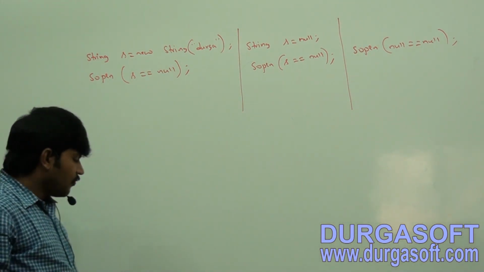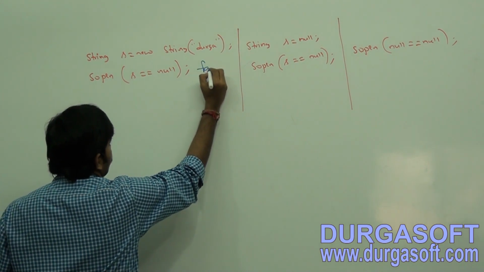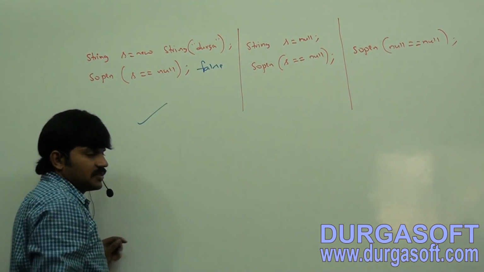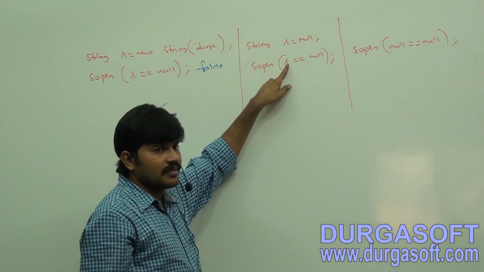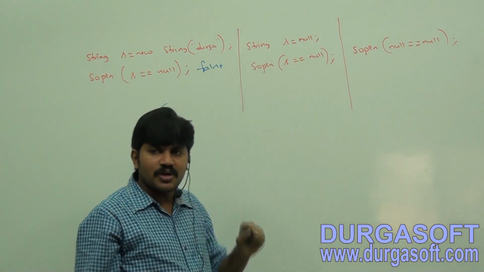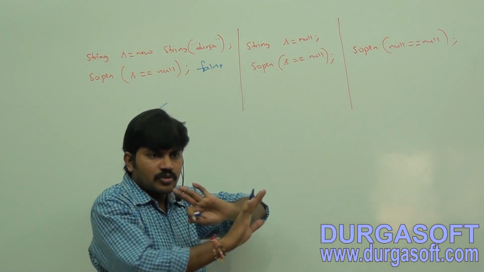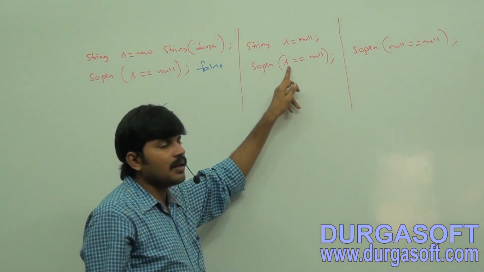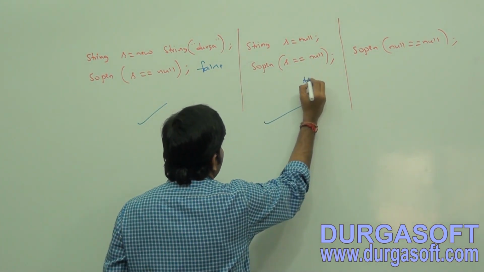Can you tell what is the answer in the first case? False, because s is an object reference. Can you tell the answer in the second case? s is an object reference only, but what is the value of s? Null. s is not pointing to any object. Both are null, so they are equal. That's why true is the answer.